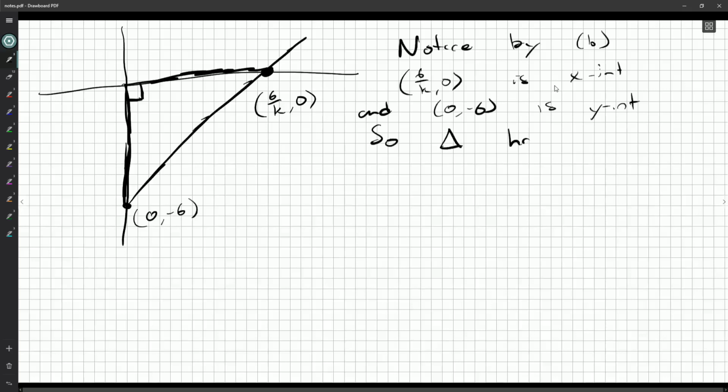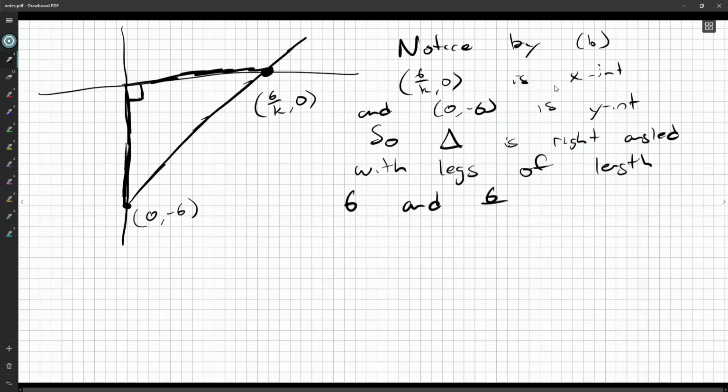So the triangle has, I wouldn't say base or height, I'll say legs. So the triangle is right-angled with legs of length 6 and 6 over k. And I might remind them k is positive, so 6 over k is positive.